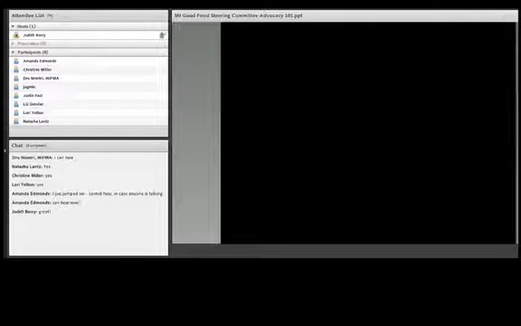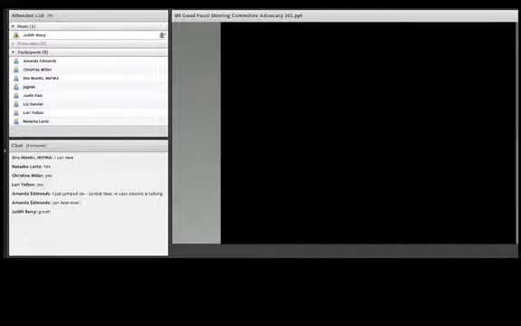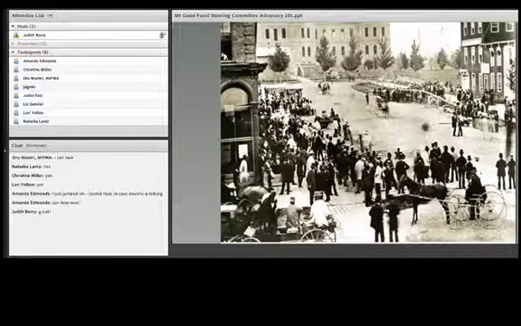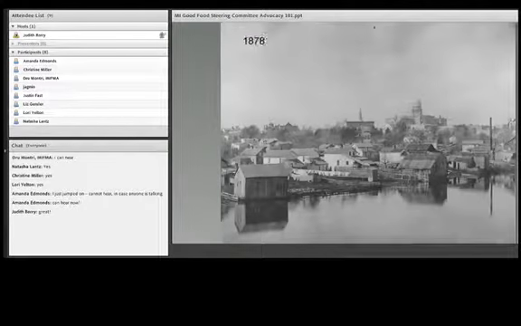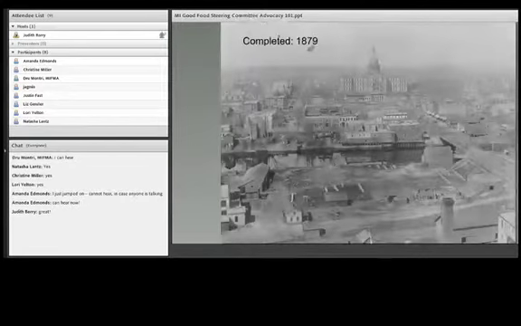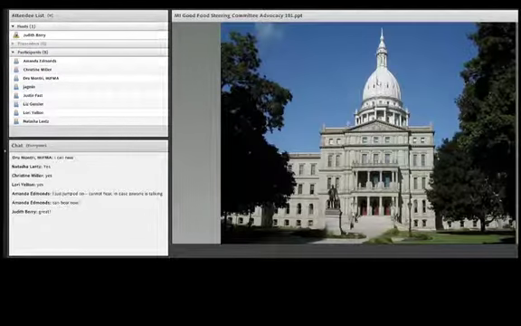Lots of politics decided that we should move our capital to Lansing. There was a Capitol building in Lansing for about a decade. In 1872, the cornerstone was laid for the Capitol as we know it today. You can see in these pictures the dome partially built. And it was completed in 1879, and it's a stunning building.